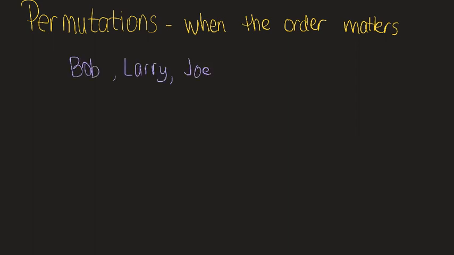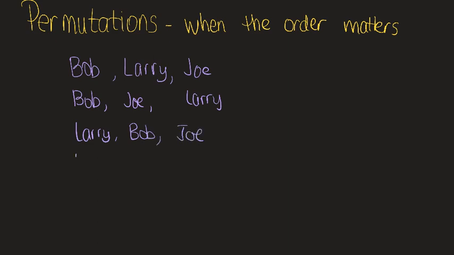For example, if I had 3 people, Bob, Larry, and Joe, and I wanted to have them line up in class, we're about to leave the classroom for some reason, and I want them to line up, how many different options are there, but the order is important. So I could have Bob first, Larry second, and then Joe. Or Bob first, Joe second, and then Larry. Larry could be first with either Bob second, or Larry could be first with Joe second.